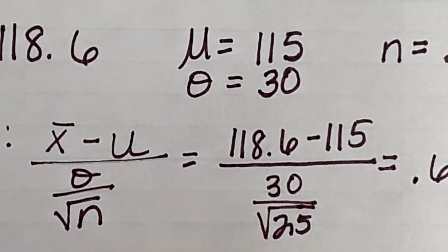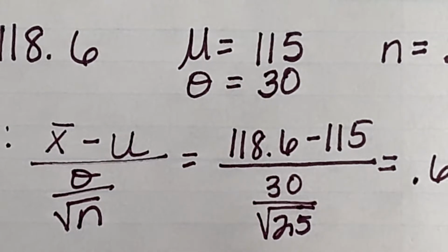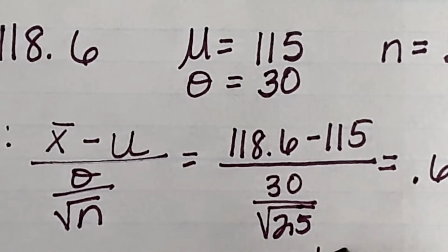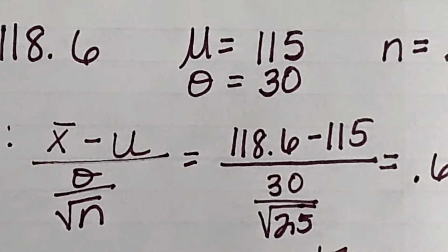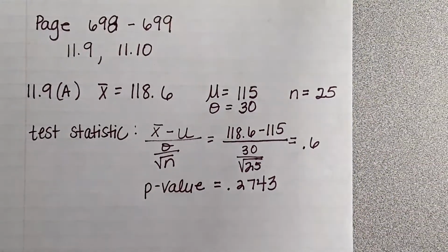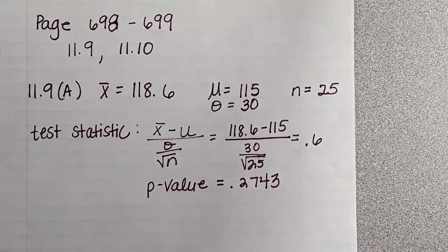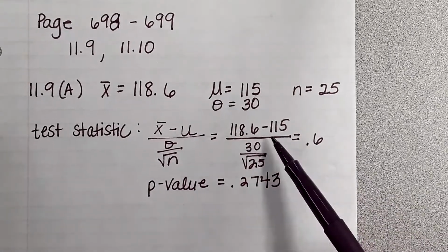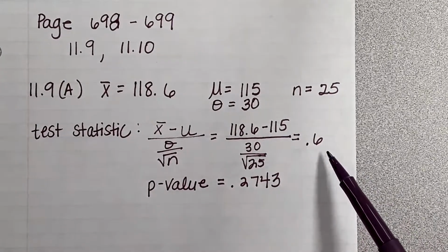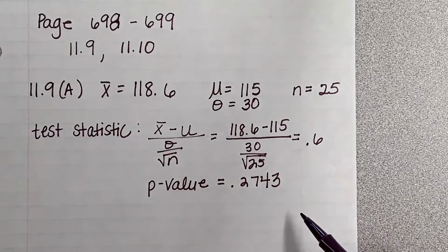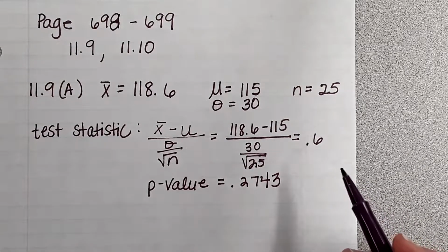My p-value equals 0.2743. And let's scroll out so that you guys can see that. So, what are you saying, Miss Fleury? I'm saying you're going to write this out. You're going to put this stuff into the calculator. You're going to get your p-value. Okay? I showed you your table.